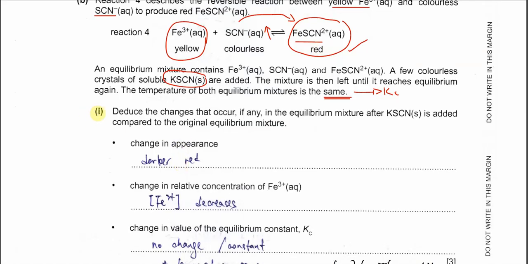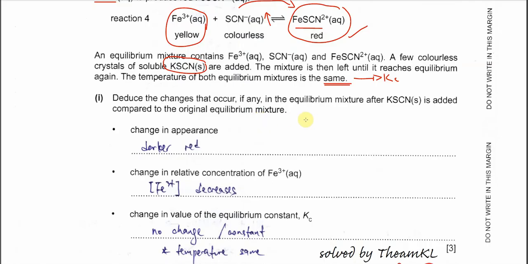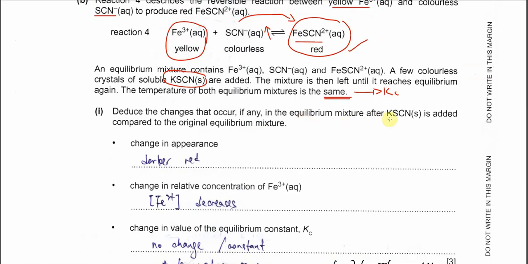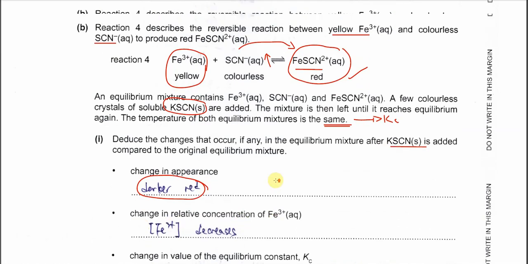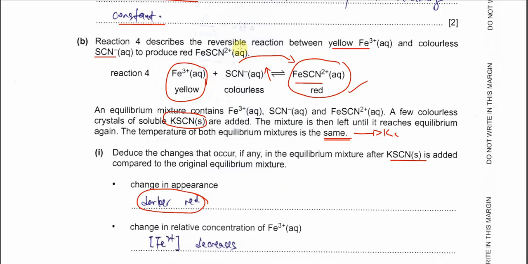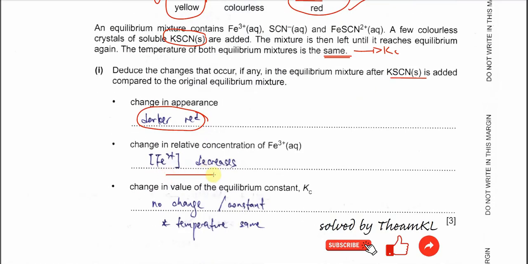Right, so the part 1 here, deduce the change that occurs, if any, in the equilibrium mixture after the solid is added. So the change in appearance must be darker red, because more of the product forms, which is red color. Second part, change in the relative concentration of iron 3. Of course, when the equilibrium shifts to the right, the concentration of iron 3 will decrease. Very easy, this one.